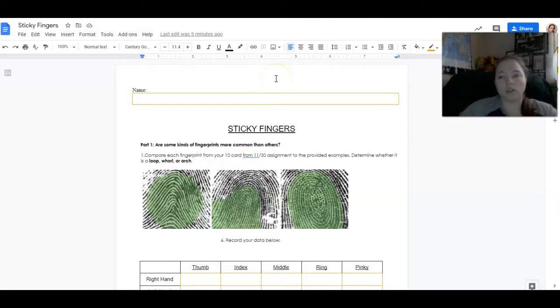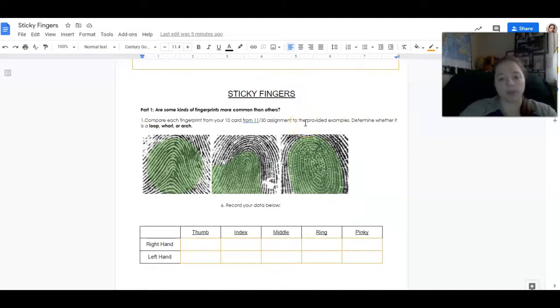All right, so this is a quick run through. For sticky fingers, make sure you put your name. That is going to be part of your rubric. I have to add that. I have not added it yet. It will be on there. You have to put your name on stuff.